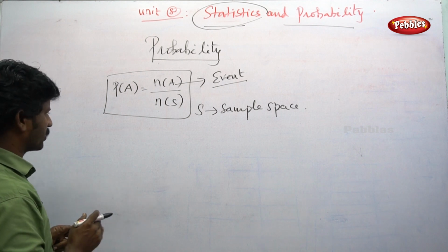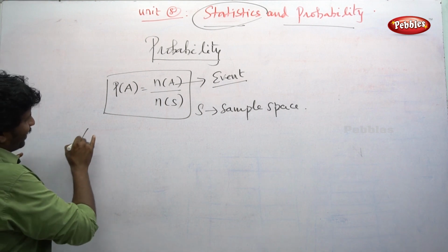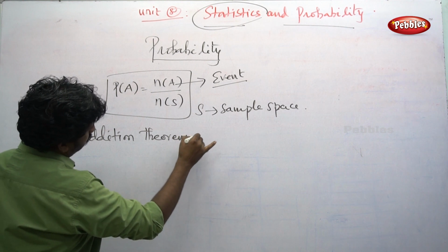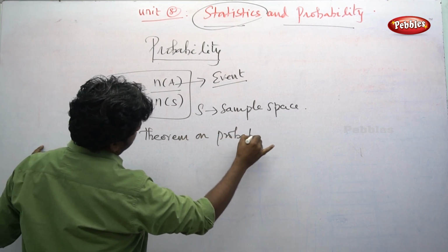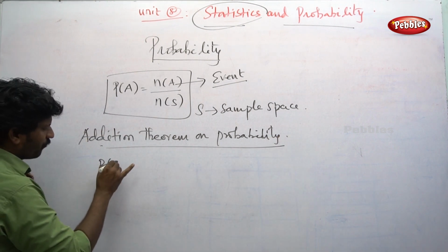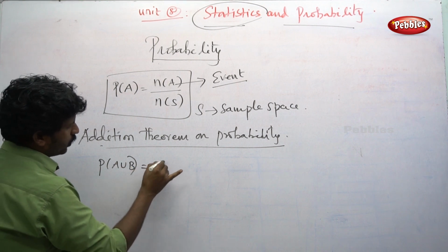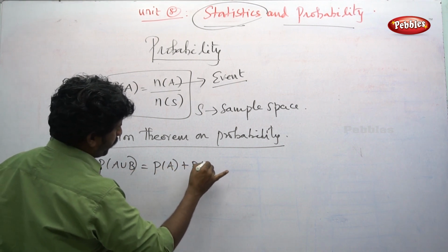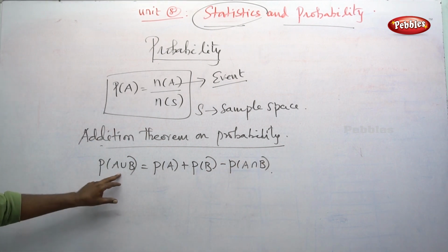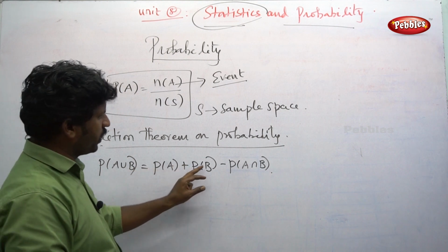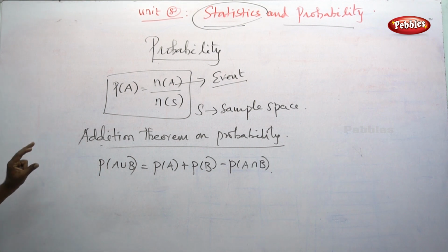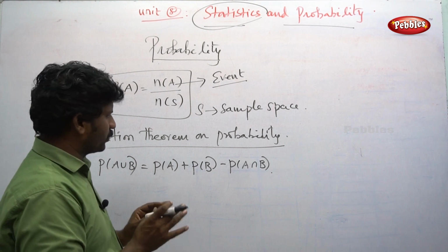In the 5 marks part, mainly we use the addition theorem on probability. What is that? The P of A union B is equal to P of A plus P of B minus P of A intersection B. This is the addition theorem on probability. Using this formula we mostly do the 5 marks problems.